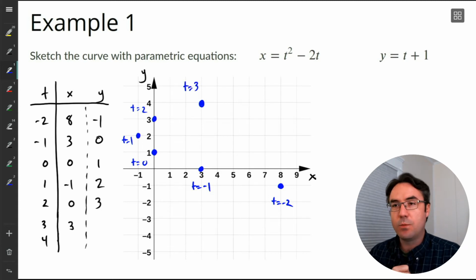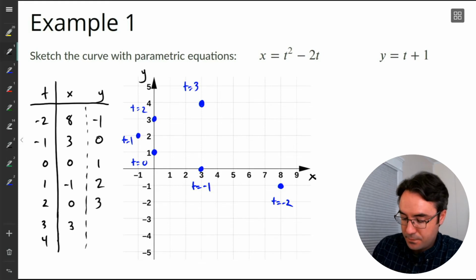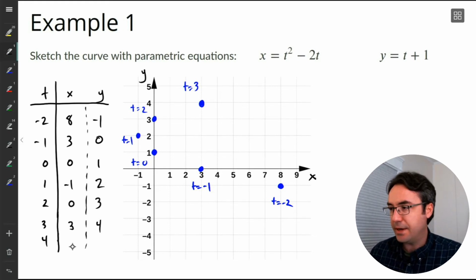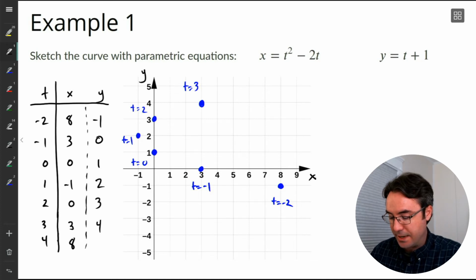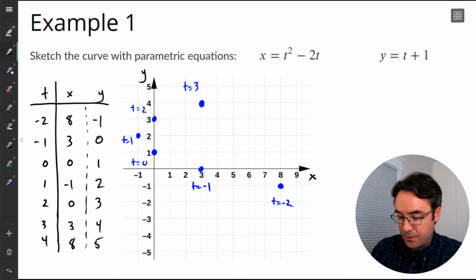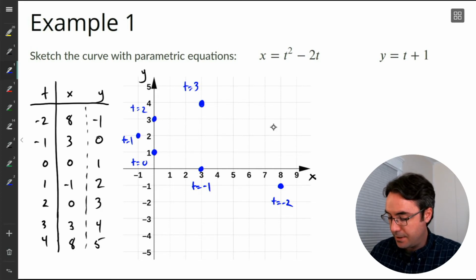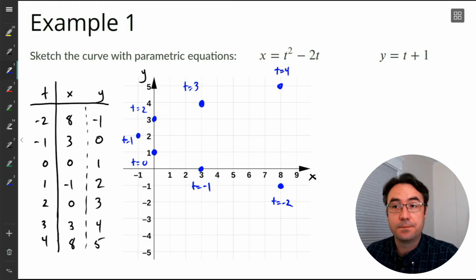And then let's get one more point going. And that is, what is it? We plug 4 in. We get 16 minus 8. So we get 8 for our x coordinate. And then we plug 4 into our y equation here. We get 4 plus 1, so we get 5. So our y coordinate here is 5. So we're going to plot the point 8, 5. And we're at this point when time is 4.